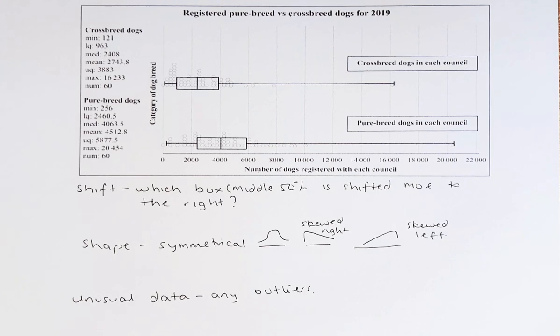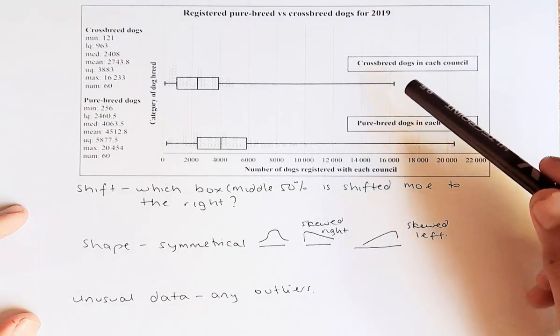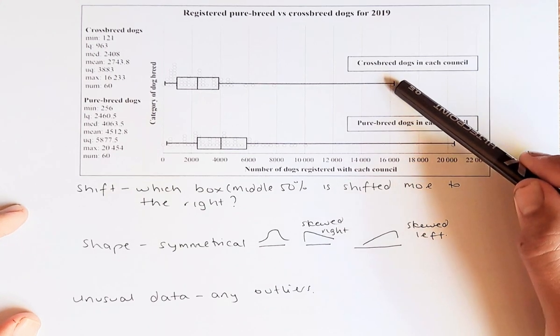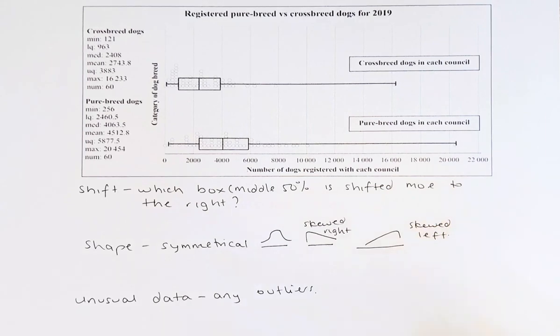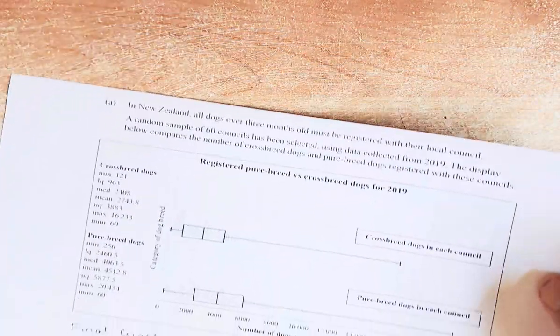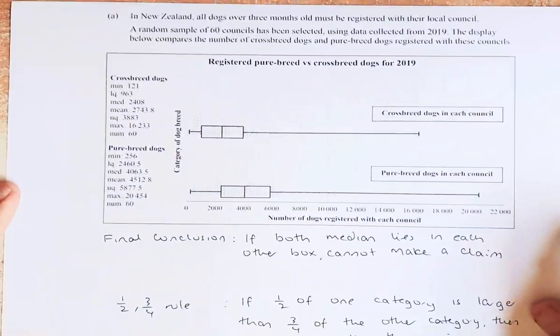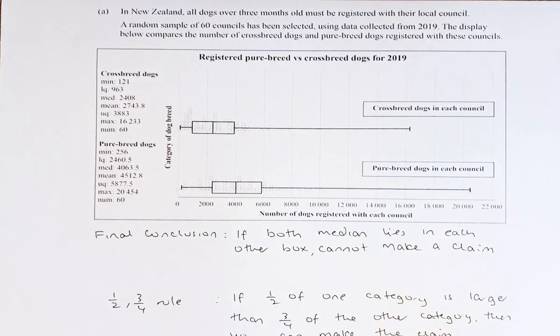And last but not least, we look at the unusual data, the outliers. There are outliers in each: one outlier in the crossbreed dog and one outlier in the purebred dog. And you always have to mention we'll investigate further to see if that number is correct. Okay, great. Lastly, we are going to analyze using the final conclusion. Whatever we talked about earlier is not so important.